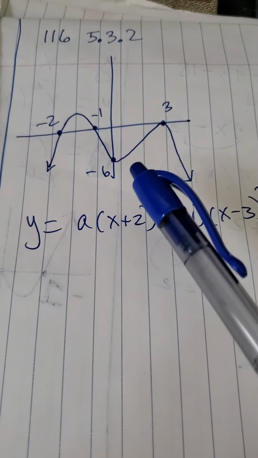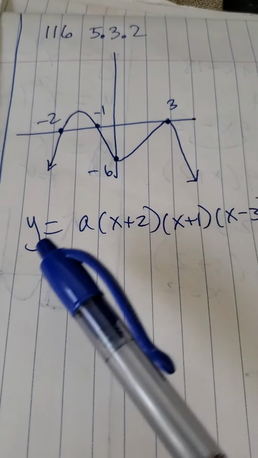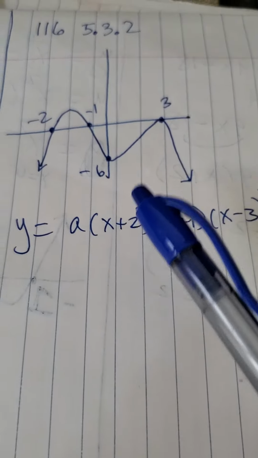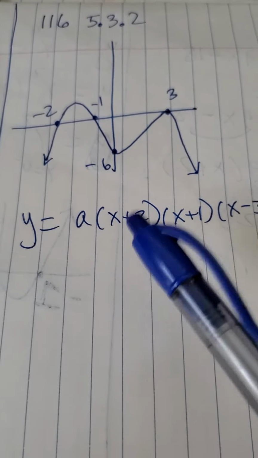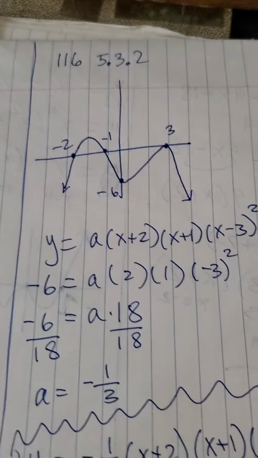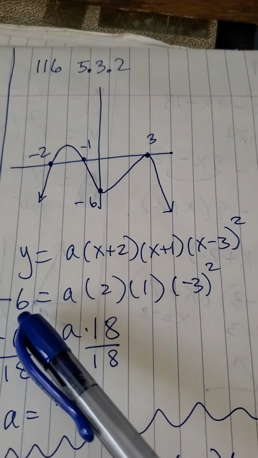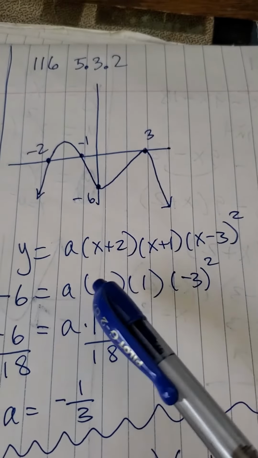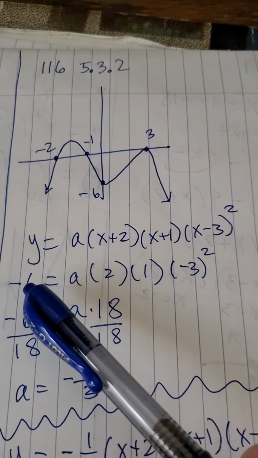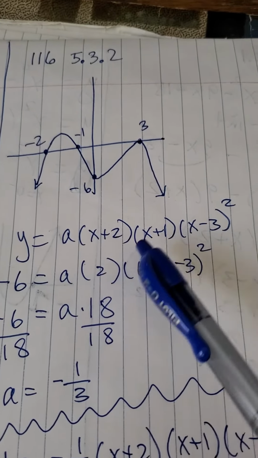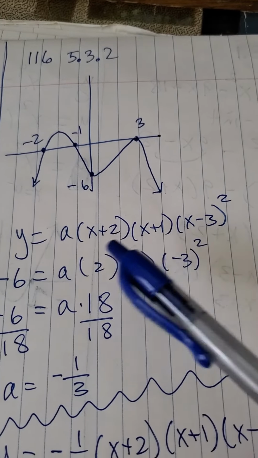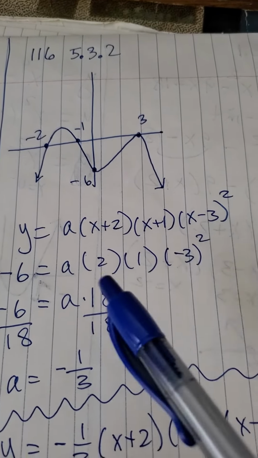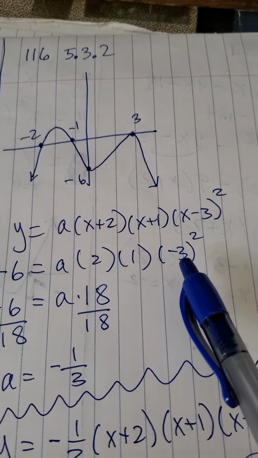Well, I'm going to use the y-intercept to solve for a, because I'm going to set y equal to -6 and x equal to 0, and look what happens. Again, I'm setting y equal to -6, because I have that right here, which means x equals 0. So I get -6 is equal to a times 2 times 1, that's 0 plus 1, times -3 squared, because all those x's disappeared, they became zeros, and that comes out to positive 18.